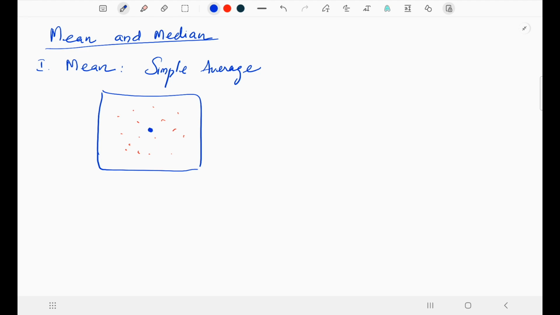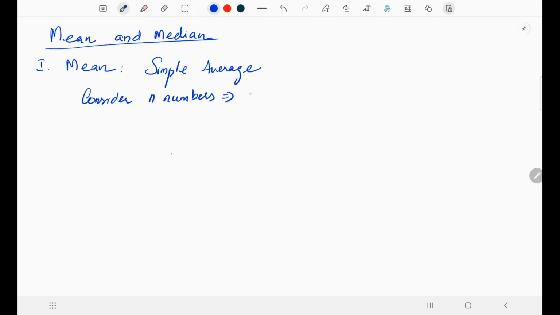The mean of a data set is calculated by adding up all the values in the data set and then dividing by the number of values present in the data set. Let us assume, let me erase this one, how to calculate the mean. For example, consider 11 numbers, say from 10 to 20. Okay.